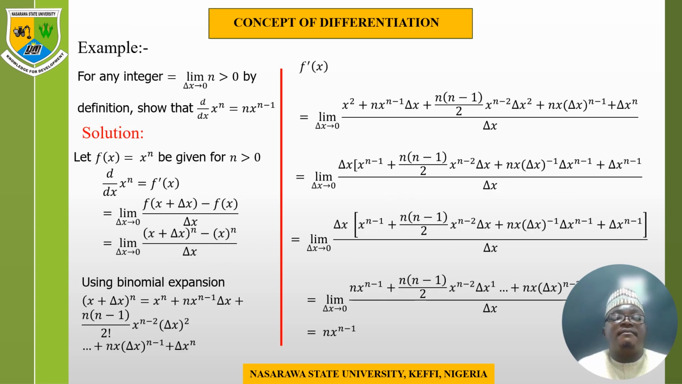Then going to the next assertion, for any integer n greater than 0, the limit as the increment of x tends to 0. By definition, we show that when you are given a function f of x equal to x raised to the power n, and you differentiate using the higher derivative, the power of x here is n, the coefficient of x here is 1, and 1 times n gets n here, and you subtract 1 from the power. This is by direct derivative.